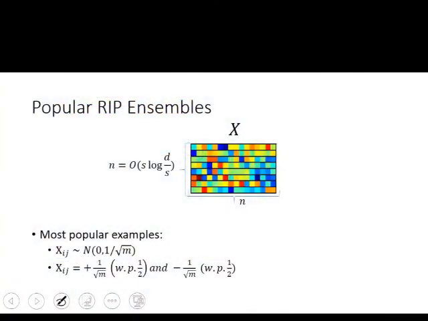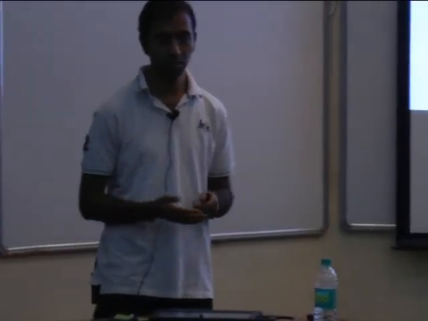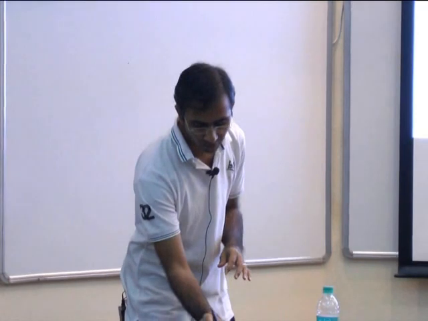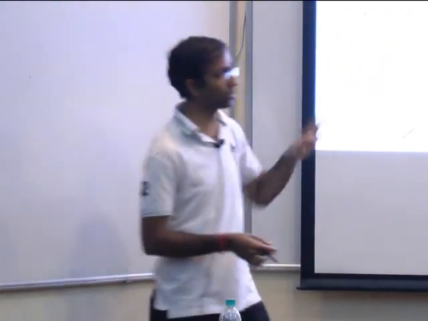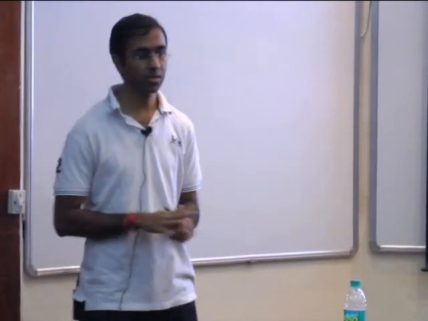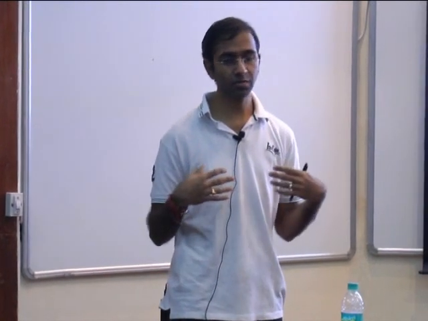let's say X is a random matrix. Each entry of X is zero-mean sub-Gaussian or Gaussian. Under that assumption, if you have around S log D rows in the matrix, then it satisfies the restricted isometric property. And for the Gaussian ensemble, we can make it more precise. If each entry of your matrix is sampled from an independent Gaussian, and you have around S log D by delta S squared rows, then RIP is satisfied with constant delta S. The high level point is that if your data is random, if it comes from certain sub-Gaussian distributions, and each row of data is sampled from some fixed distribution, then RIP is satisfied.